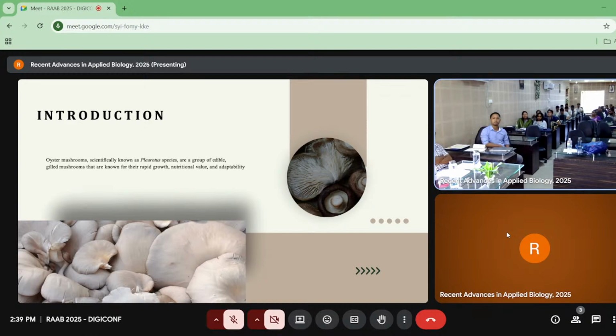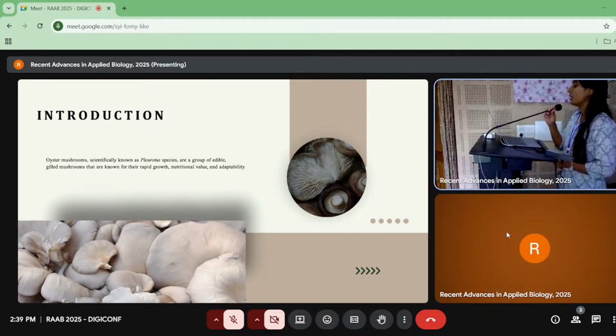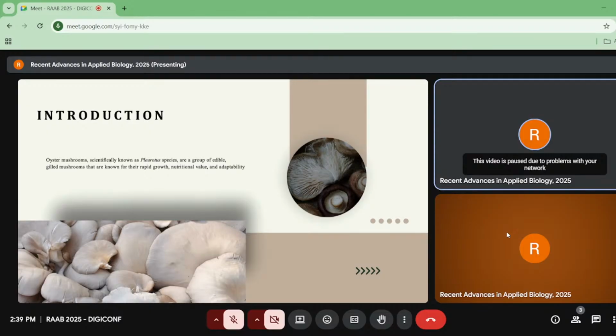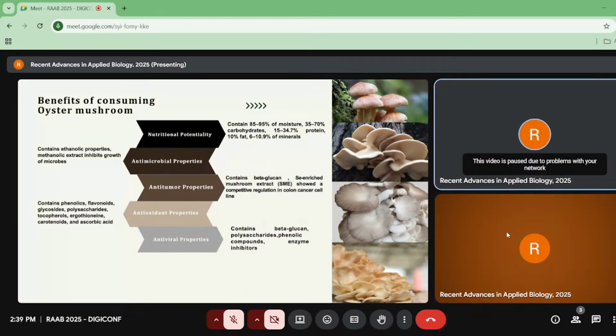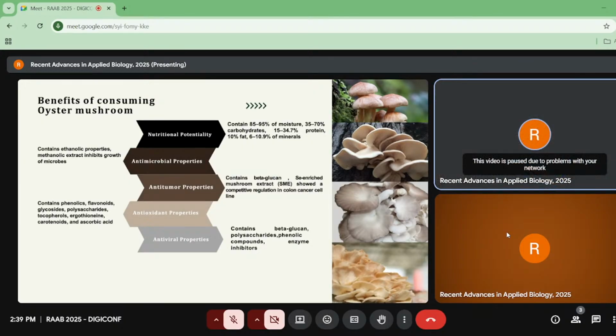So oyster mushroom, scientifically known as Pleurotus ostreatus, is a group of edible mushrooms known for their rapid growth, nutritional value, and adaptability. Talking about the benefits of consuming oyster mushroom, it has nutritional potential: it contains 85 to 95% moisture, 35 to 70% carbohydrates, 15 to 34.7% protein, 10% fat, and 6 to 10% minerals.